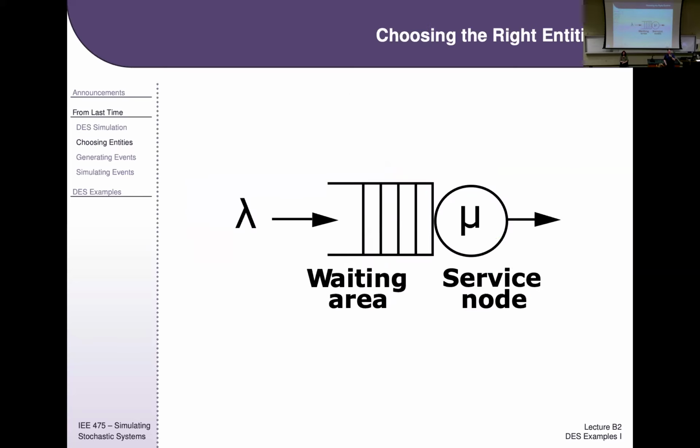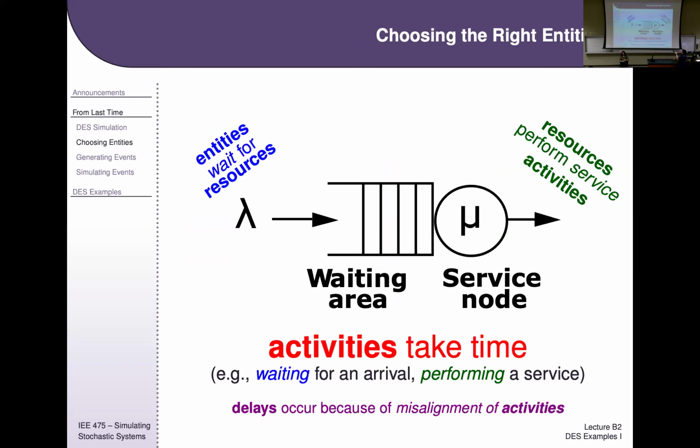So let's have some practice at doing that. This is our general rule: if something is waiting in order to move along and otherwise will never be seen again, it's probably an entity. If we're asking a question about performance experienced, we're probably asking a question about an entity, but not always. Resources perform service activities. If there's something that is always in the system offering a service, it's probably a resource. We can ask questions about resource utilization. How idle is this resource? How often is this resource idle? That certainly happens. And then activities are the things that take time.